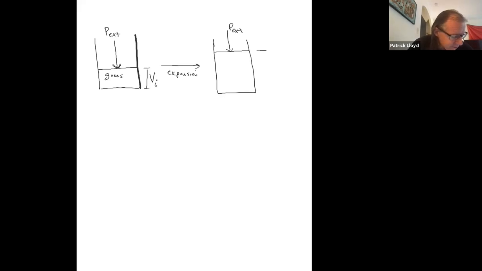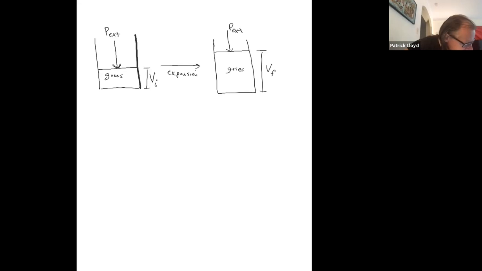We have a final volume here. We still have our gases in here. The assumption in this is that the external pressure is never changing, so the external pressure is constant during this process. Now, if the external pressure is the weight of the atmosphere pushing down, that's a pretty good assumption. If the external pressure is due to a little brick, that's a pretty good assumption because we wouldn't expect the brick to change its weight as it moves up. Okay, so there you go.